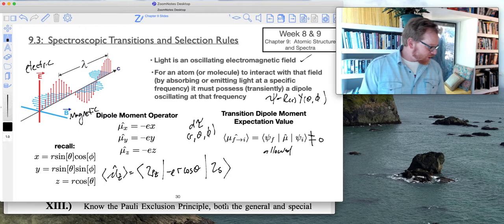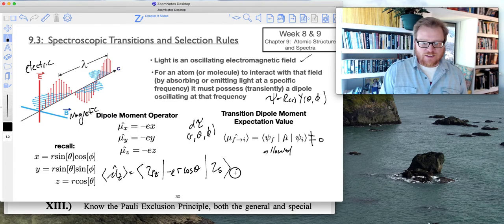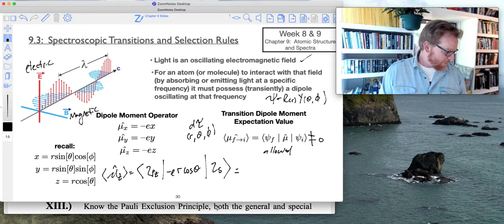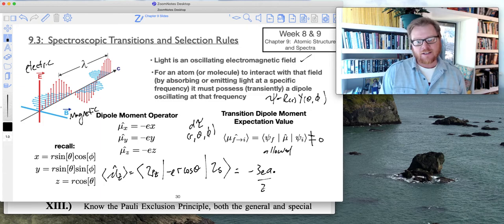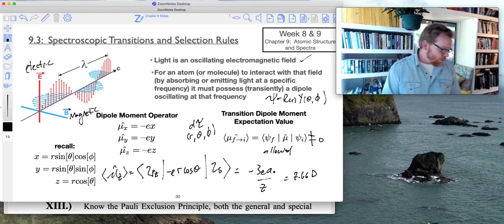And as it turns out, I'll just supply to you the value of this. What's pretty cool about all these dipole moments, just like you saw in exam 2, they actually turn out to be fairly simple equations. So this one turns out to be negative 3e a naught, the Bohr radius, divided by z, the charge. Okay? Which actually turns out to be quite large. That ends up being 7.66 debye. That's a large dipole moment.